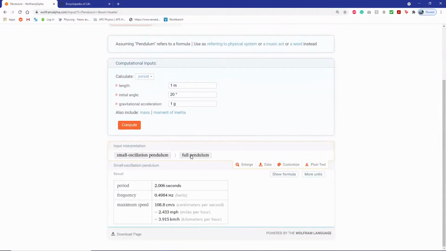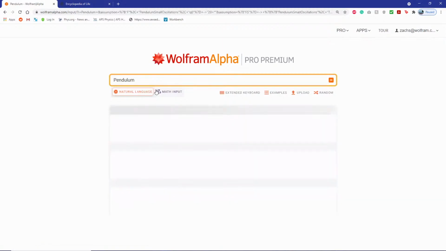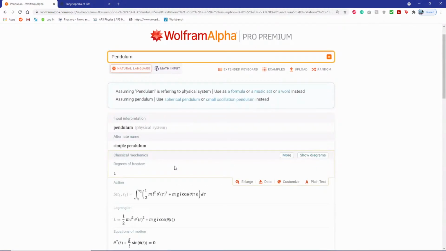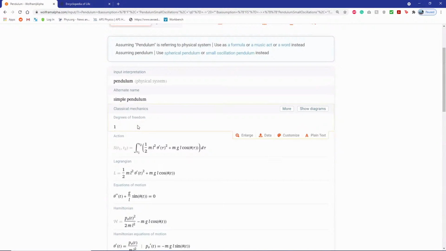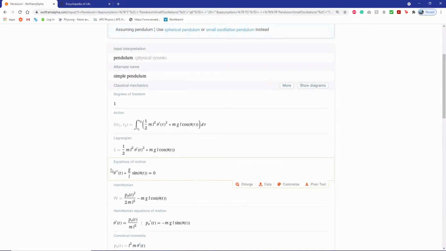So we can calculate the period and stuff, and we can also see the whole system. It has one degree of freedom. This is all classical mechanics stuff. If you didn't know, this is the action, which refers to the principle of least action. This is its Lagrangian. This is its equations of motion. You probably derived the equations of motion in your high school physics class by measuring it out with trigonometry, but you can also derive them using Lagrangian mechanics.